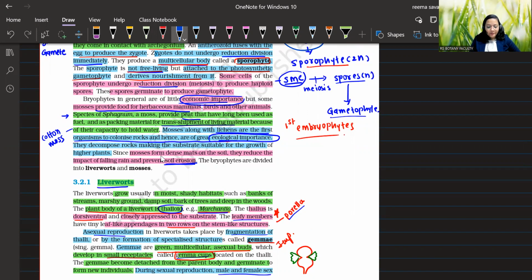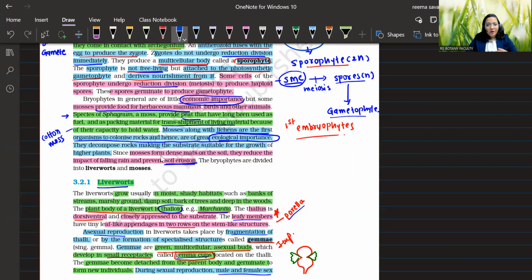So here it is given that they have economic importance. They can be served as food, right? And the species of Sphagnum, a moss, provide peat that has long been used as a fuel. So Sphagnum is known as peat moss because it will give peat, right? So that is dried and used as fuel. Then it is also known as cotton moss. Sphagnum has water holding capacity. So earlier it was being used instead of cotton, right? And whenever planters need to transport some plants, they used to keep Sphagnum along with their roots so that it will keep moisture, right?